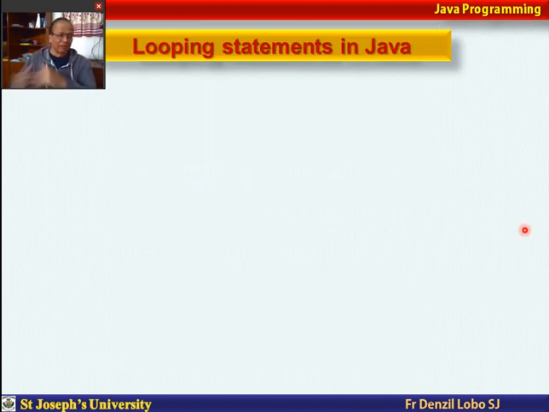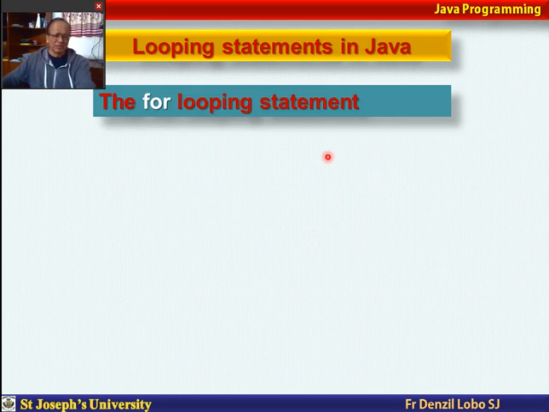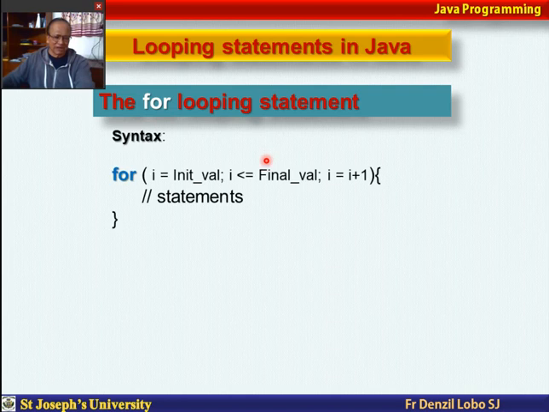To input numbers into an array, we have always used looping statements in C, and we are going to use similar looping statements in Java. You have the for looping statement, and the syntax is for I, the initial value, semicolon, I less than or equal to the final value, then you increment I plus plus, so I is I plus 1. And all the statements come here, whatever statements you want to have. So here we will give statements to input numbers into an array.